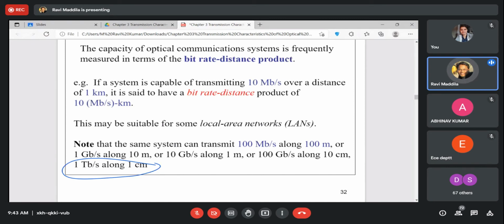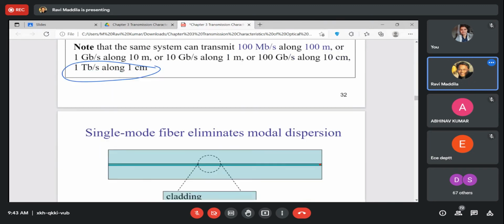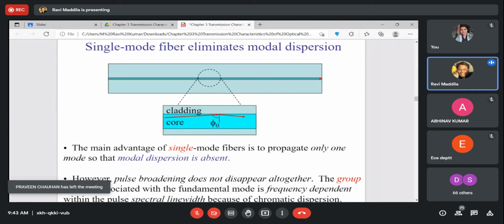So even if the distance is say around 1 centimeter, it is very difficult to obtain a data rate of 1 Tbps on a chip with the present technology of RF transmission. So 1 Tbps along 1 centimeter with optical methods is a far easier way of doing it.